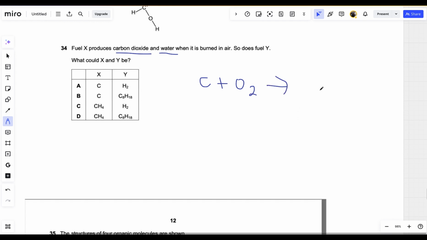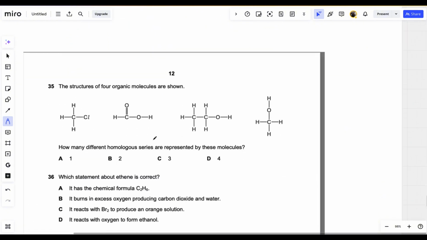You cannot get water. So it is when you use methane, which is a gas, and octane. So the correct answer, to save time, is this. You must use two hydrocarbons. The other option uses only one. This is a gas, but it's not a hydrocarbon gas. It's just hydrogen gas. So it's not correct. The correct answer is D. We go to question 35.